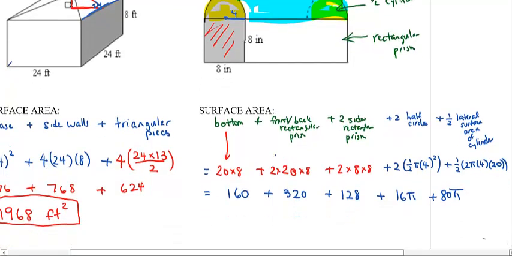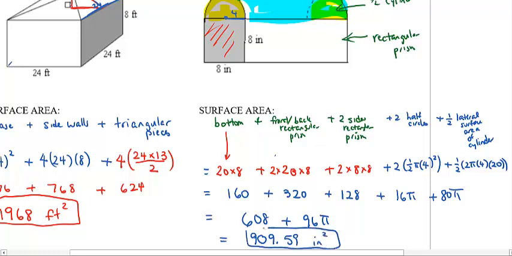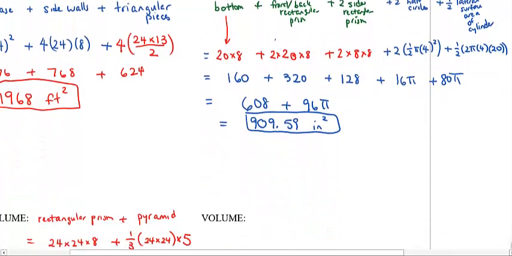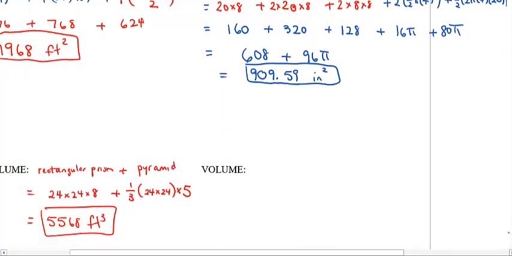So if I want to put this together a little bit more, this would be 608 plus, I think, 96 pi. And if you wanted a nice decimal, then approximately 909.59 inches squared. If that's what you got, congratulations. But there's more. There's volume.